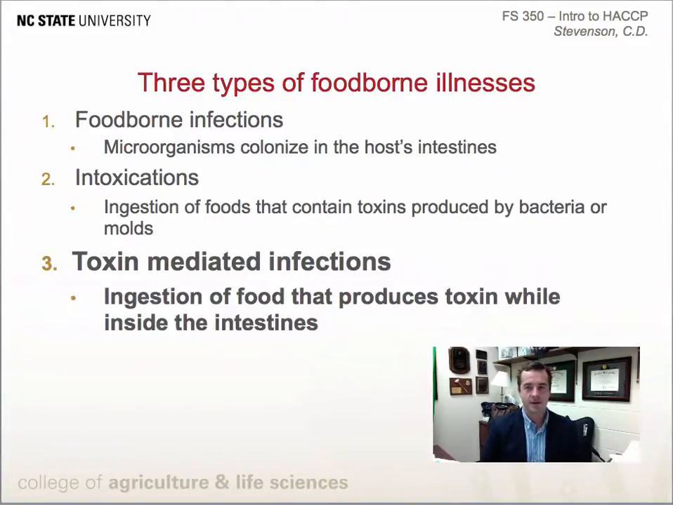Toxin-mediated infections are similar to intoxications in the sense that toxins cause illness. However, they are different in the sense that the microorganism produces the toxin while inside the human intestines. These infections are also similar to foodborne infections because the bacteria itself can cause illness by colonizing inside the intestines. Clostridium perfringens and E. coli O157:H7 are examples of microorganisms that cause toxin-mediated infections.